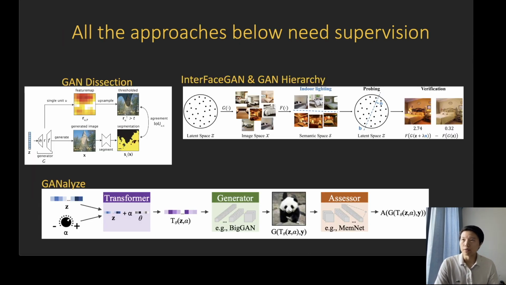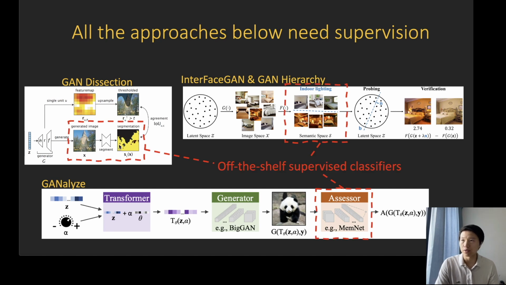But the one issue with these previous approaches, such as GAN Dissection, InterfaceGAN, and HiGAN or GAN hierarchies done by us, and also GANalyze, is that all those approaches need some sort of supervision, such as the semantic mask, the semantic predictor to generate the semantic space, and the assessor. So they have to use these off-the-shelf supervised classifiers. Then we can use the classifier to identify the latent semantics. But for some of the latent semantics, we may not have a pre-trained classifier. Then how can we identify the semantics in an unsupervised way is still a long-standing problem.